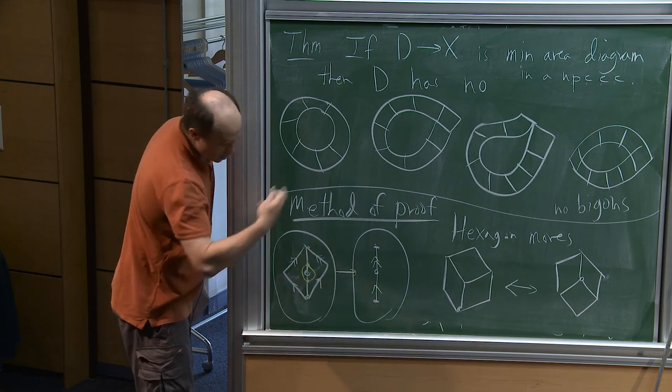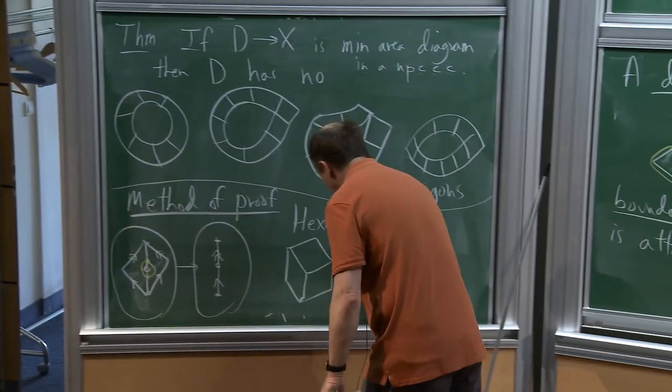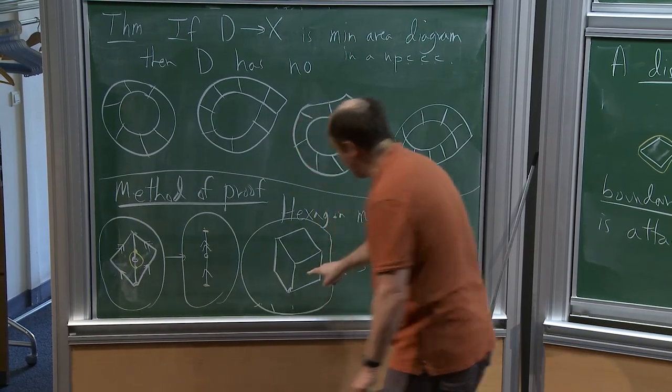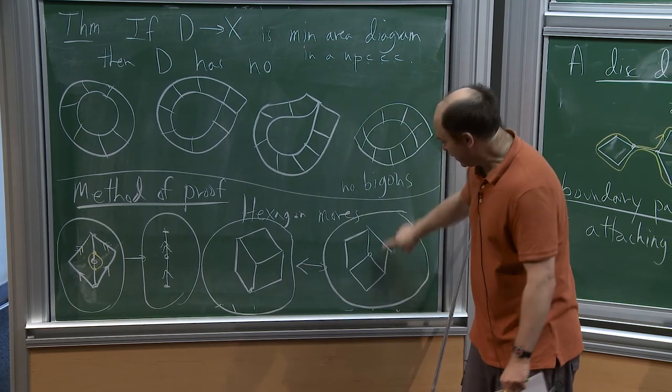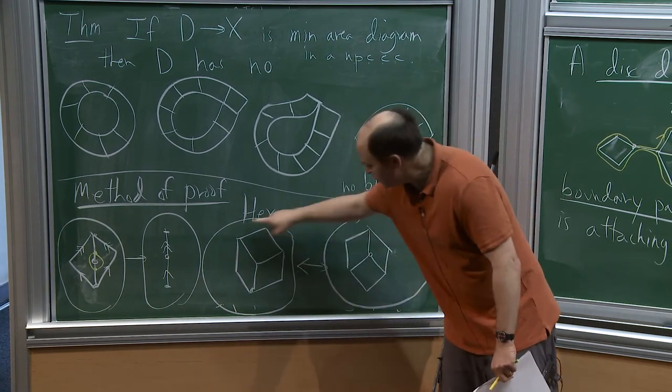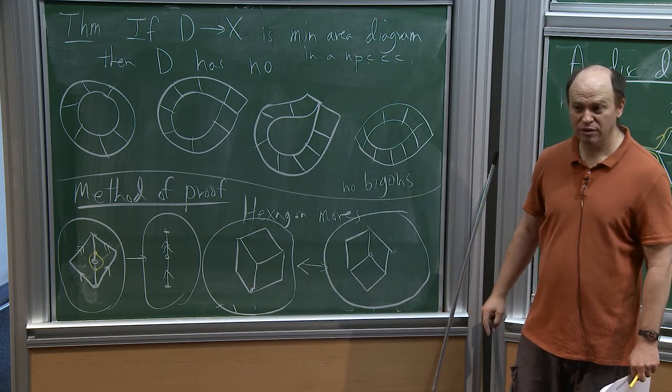Okay, this is a very important notion in combinatorial group theory. Right over here as well, if you have a disk diagram that contains this picture, you can replace it by a disk diagram that contains exactly that picture, because these two hexagons have the same boundary path.